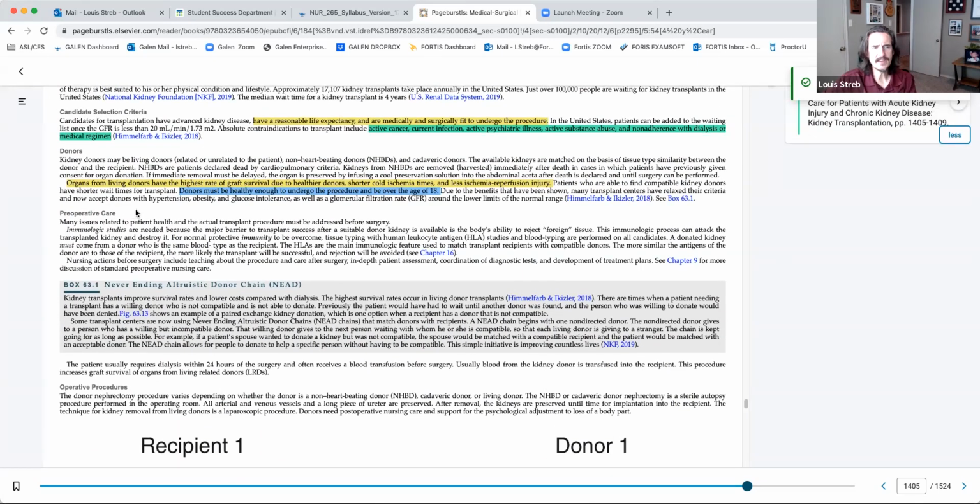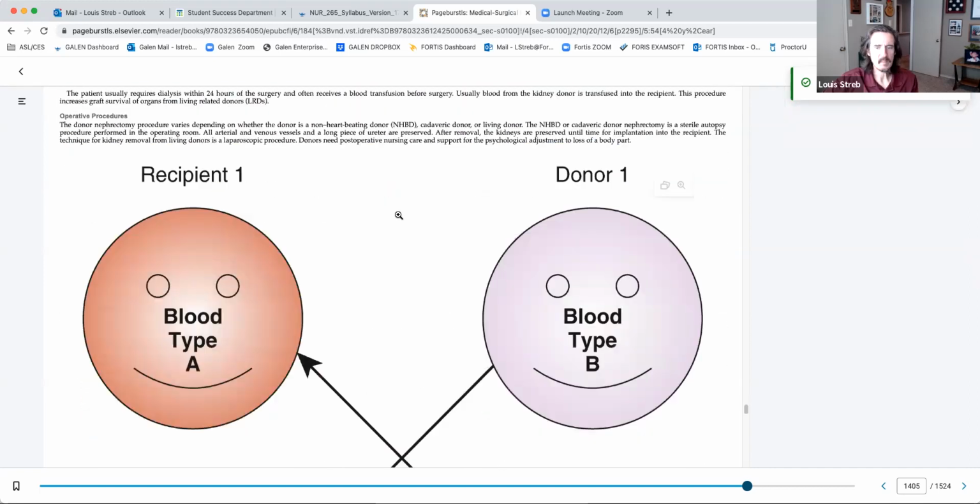So organs from living donors have the highest rate of graft survival. Once again, because that healthier donor's actual organ has no cold ischemic time. The reperfusion injuries are less there because if I take it right out of one patient and directly implant it into another patient, it has the greatest chance of survival. Donors must be healthy enough to undergo the procedure and be over the age of 18. So that's what a donor has to have.